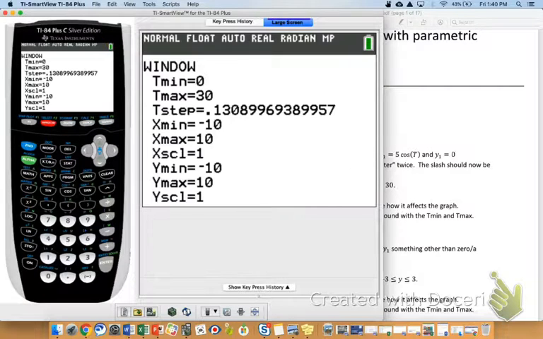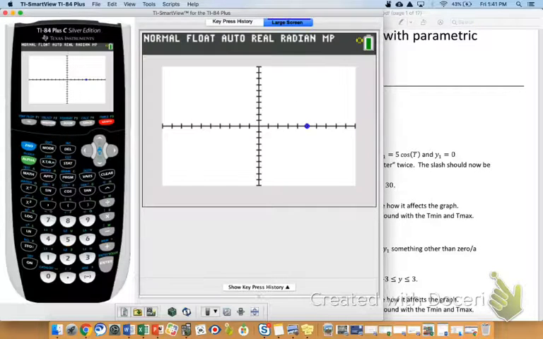Anybody want to predict what would happen if I made my t min 0, as it currently is, but I made my t max 5? So a lot less than 30. Any predictions? It would go back and forth less. Let's find out. So I graph this, it goes back and forth, and it just stopped.